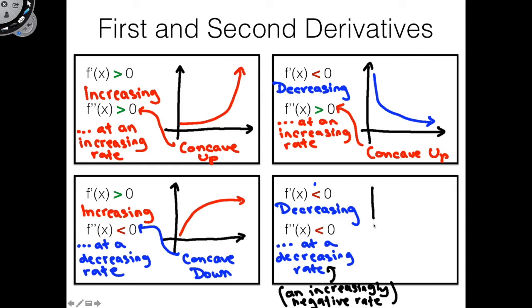But again, hopefully the picture will clear some things up for you. And this would look something like this, right? As you can see, we start off decreasing at a very small rate, but then we're decreasing at a faster and faster rate. So our rate of decrease is getting more and more negative. That's what I mean when I say an increasingly negative rate. Oh, and this graph would also be concave down.